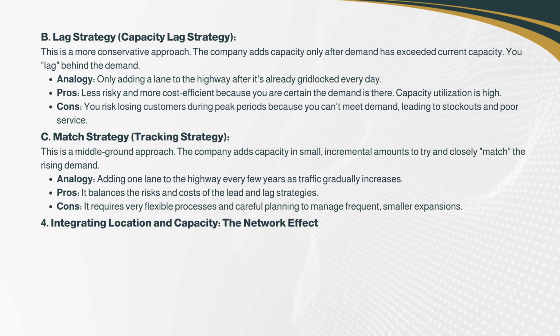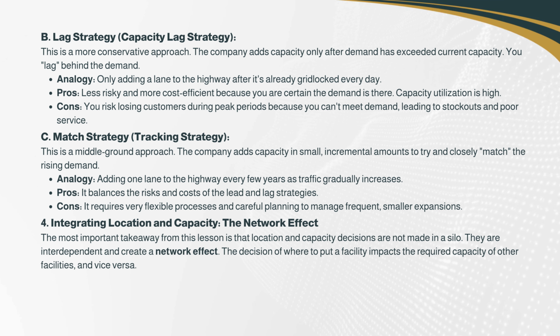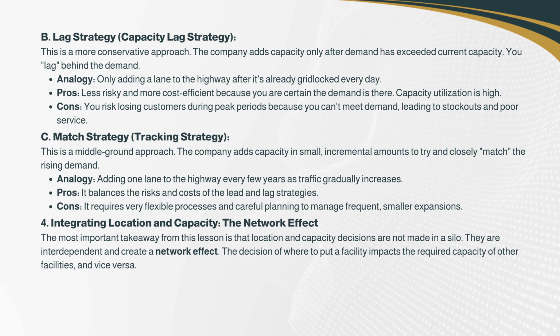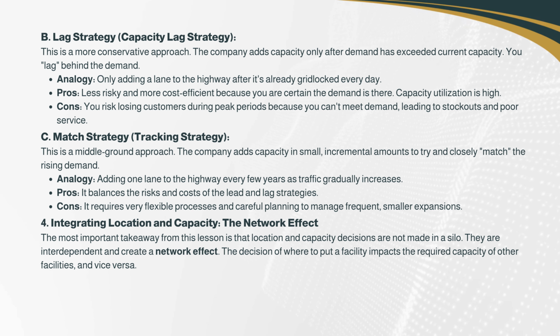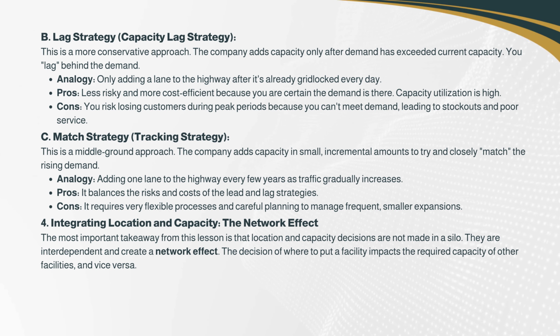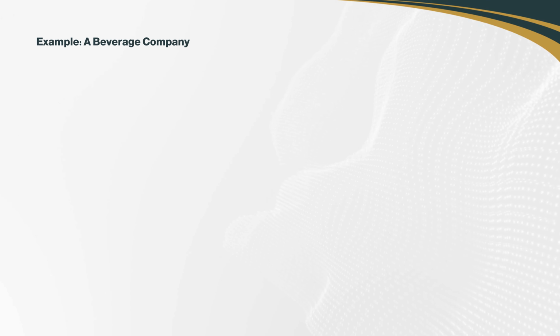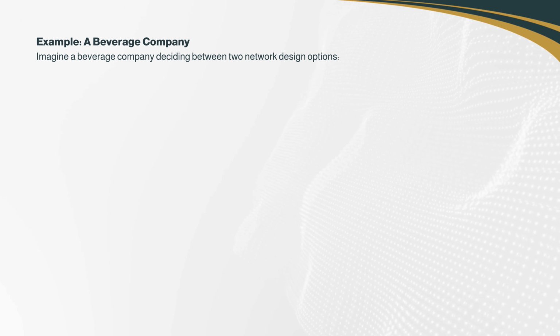4. Integrating location and capacity: the network effect. The most important takeaway from this lesson is that location and capacity decisions are not made in a silo. They are interdependent and create a network effect. The decision of where to put a facility impacts the required capacity of other facilities, and vice versa. Example: a beverage company. Imagine a beverage company deciding between two network design options.